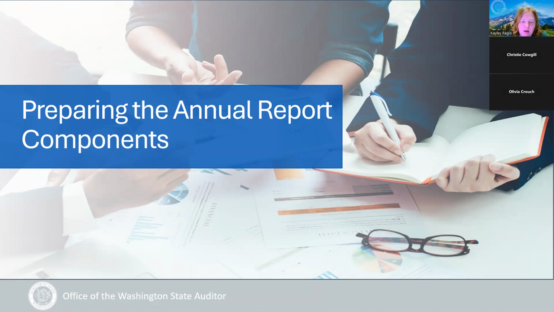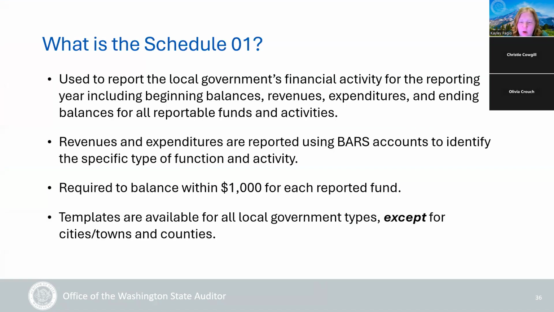The first component we're going to talk about is the Schedule 01. Other than the preparation of your actual financial statement package, the Schedule 01 is the biggest component of the report and is required for all local governments. The purpose of this schedule is to report the government's financial activity for the reporting year. This includes beginning balance, revenues, expenditures, and ending balances for all reportable funds.